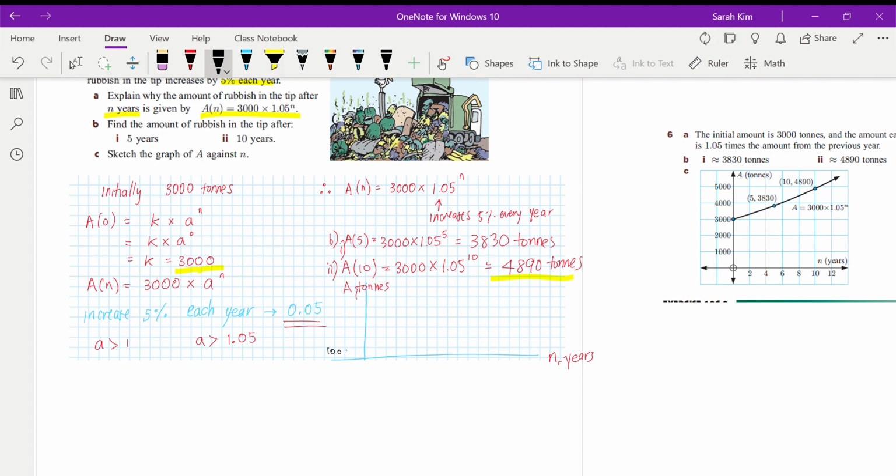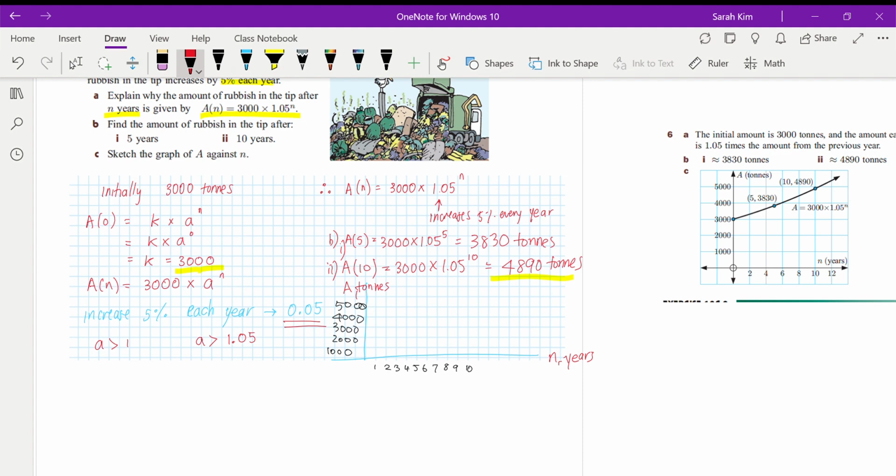So I'm going to go 1,000, 2,000, 3,000, 4,000, 5,000. And then I'm going to go up to 10 years. So I'm going to go 1, 2, 3, 4, 5, 6, 7, 8. Oh, I'm just going to make it a little bit smaller. 1, 2, 3, 4, 5, 6, 7, 8, 9, 10.